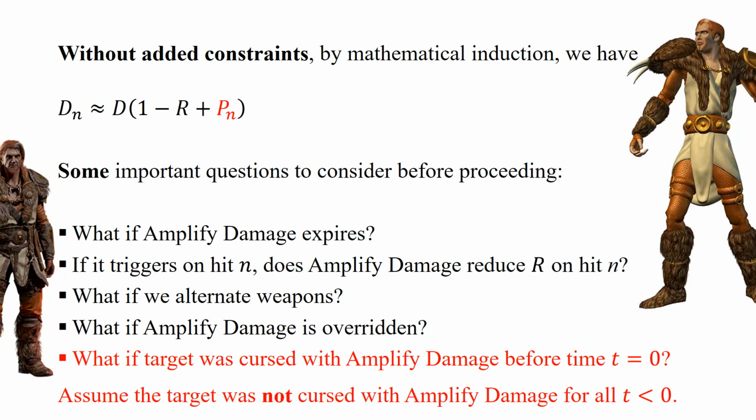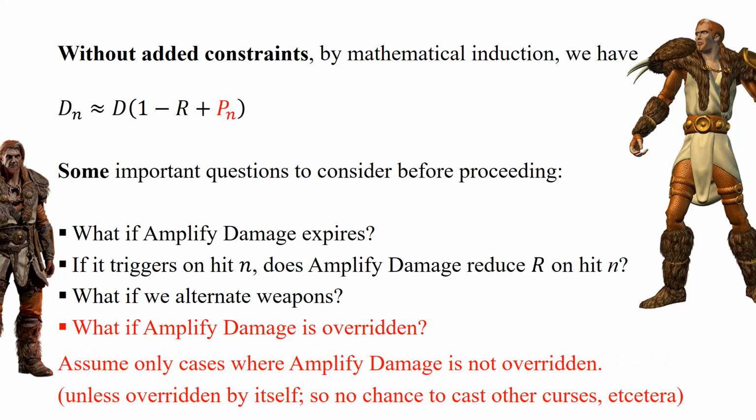So we're going to assume that the target has not yet been cursed with Amplify damage. That is, for all times t less than 0. And again, since your attack animation takes time, we're not worried about if it could be at time t equals 0, because your attack animation has a duration. So you're not going to apply that Amplify damage at t equals 0 for it to affect that, etc.